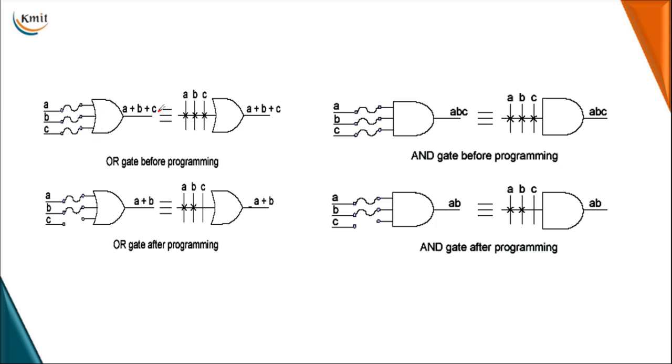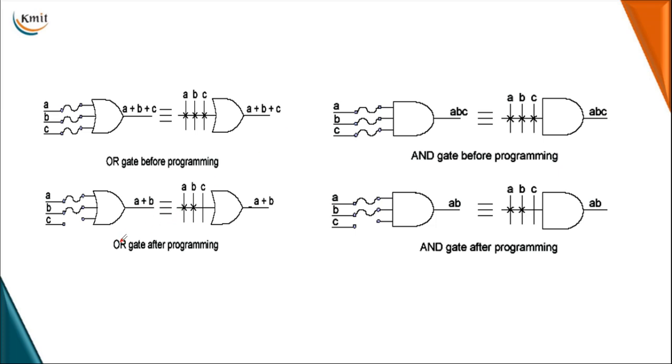This symbol is redrawn with a single input line and vertical lines. The vertical lines and the horizontal line intersect, and the cross at the intersection with the specified input variable represents a connection between the input variable and the input of your OR gate. Here the cross mark indicates A is connected as one input, B as the second input, and C as the third input. Since it is an OR gate, it implements the summation of the three connected input variables, A OR B OR C.